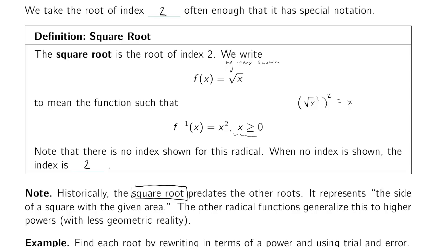So the square root has this geometric reality. It represents the side of a square with a given area. So if I take the square root of 25, that's the length of the side of a square with an area of 25. The other radical functions generalize this to higher powers, but there's no real geometric reality to that. For example, irrational cube roots are what's geometrically called unconstructible, right? Cube roots are much more unpleasant than square roots are.